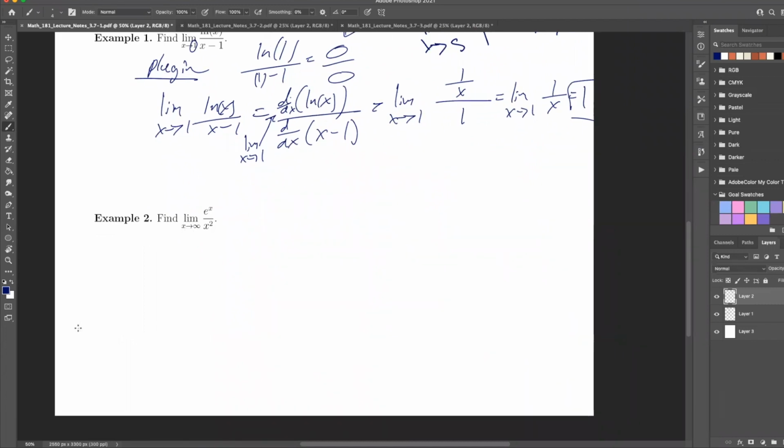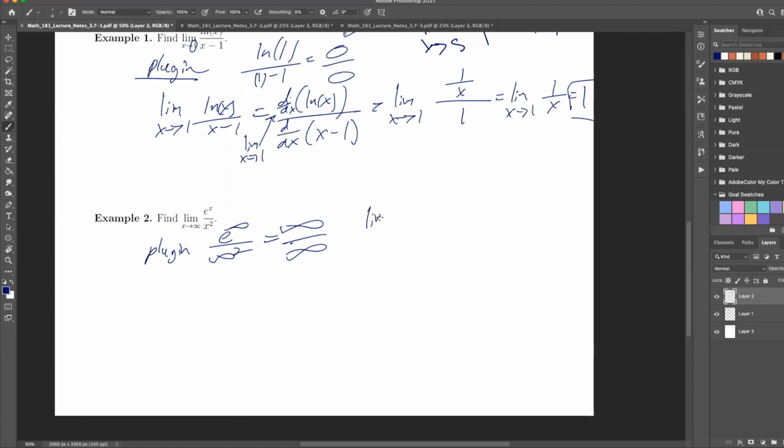So let's plug in infinity. Well, let's just plug it in real quick. So when I plug it in, I'm going to get e to the infinity over infinity squared. Well, what does that equal? Well, that's infinity over infinity, right? E to the infinite power is definitely infinity. And infinity squared is still infinity.